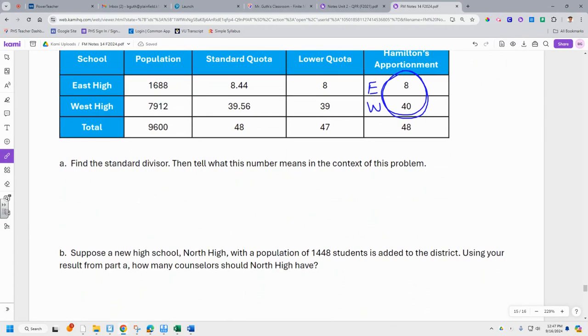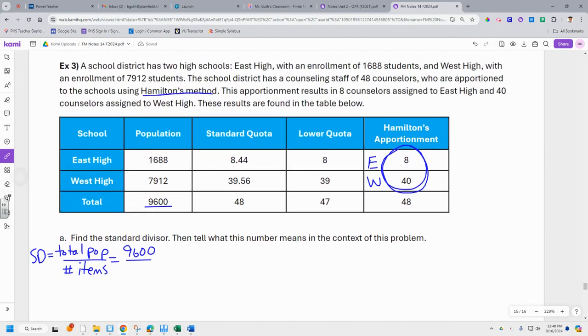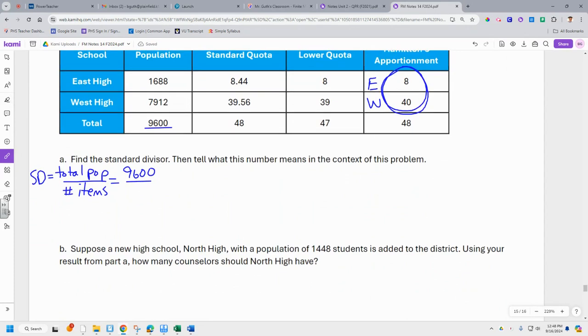Part A says find the standard divisor, then tell what this means in the context of the problem. So remember, standard divisor is the total population divided by the number of items. Total population here, I guess, is this 9,600. And we are apportioning, how many was it, 48? 48 counselors. When you do that division, that's 200. And the standard divisor is 200.